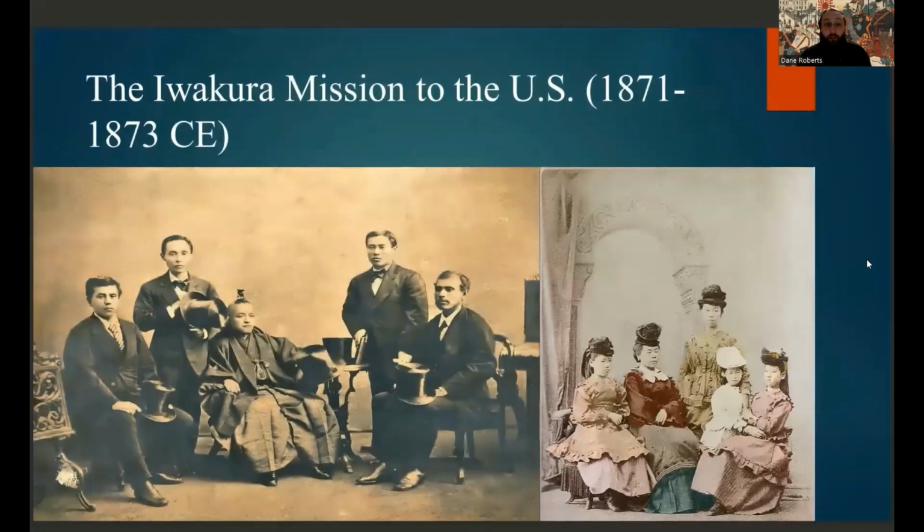They would also send educational missions and diplomatic missions to various different foreign powers, such as the Iwakura mission, which went to the U.S. and Europe. I forgot to add Europe into that, but it went to both Europe and the U.S. And it was a mission of both diplomacy and also to provide Japanese individuals, both male and female, as you see here, with foreign educations with hopes of strengthening Japan as a whole.